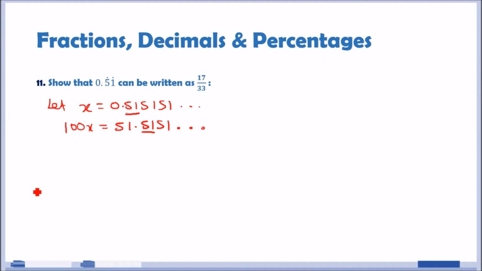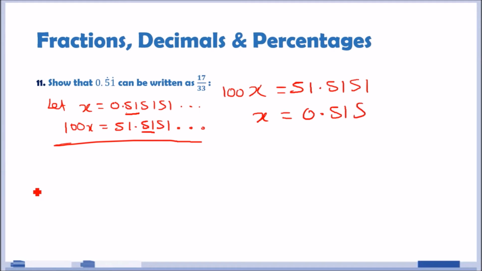Because of that, we can subtract these two. So let me write here. We're going to have 100x equals 51.5151, and x equals 0.5151 dot dot dot. And that's it, easy to subtract. We can see that if we subtract, everything gets cancelled out. All of these get cancelled out. What are we left with? So we're left with 51 take away nothing is 51.